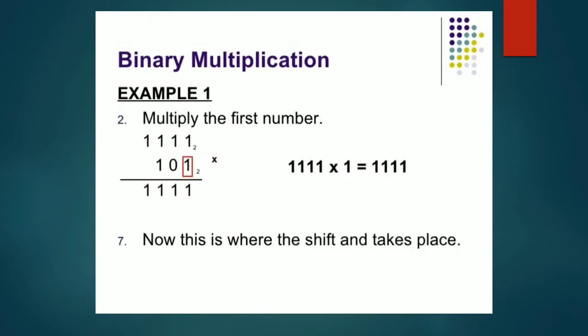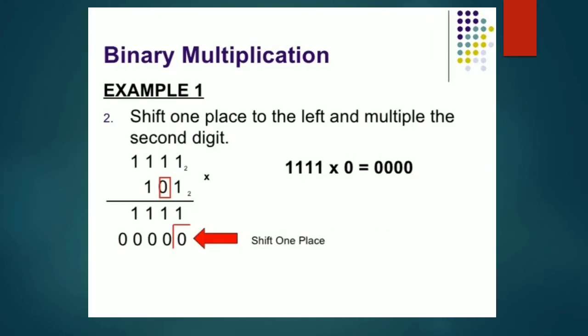See here, multiply 1111 by 101. Same as decimal multiplication, but here 1 into 1 is 1, 1 into 1 is 1, 1 into 1 is 1, and 1 into 1 is 1. Now the next number: 0 into 1 is 0, 0 into 1 is 0, 0 into 1 is 0, and 0 into 1 is 0. And then 1.